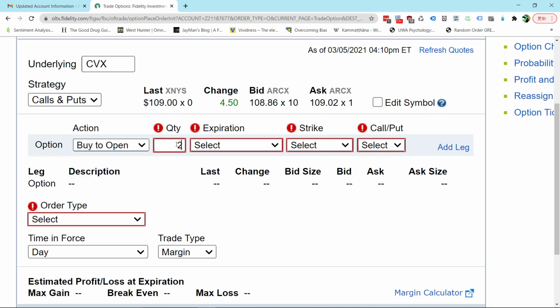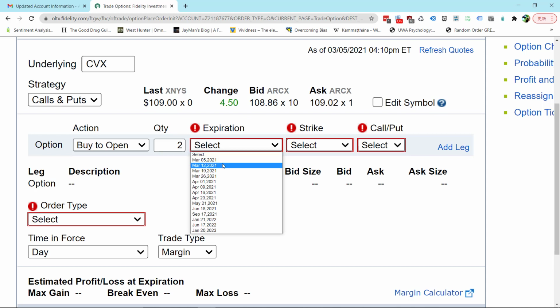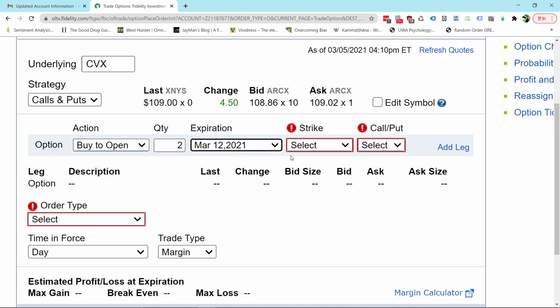I'm just going to mimic the trade I made yesterday. I'm going to buy 2 of these. I'm kind of high risk, so I select the weekly expiration. Of course, if you go further, they're going to be more expensive, but you have more time to realize whatever your investment or trading strategy is, your price target or whatever you're doing. So I selected my weekly expiration, and yesterday I bought the 106, so I'll just do that again.